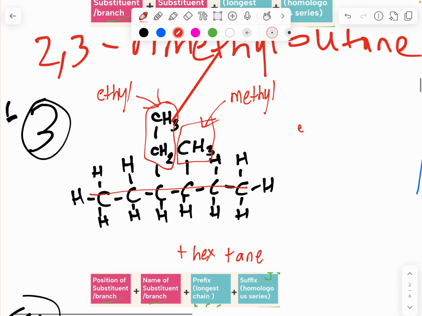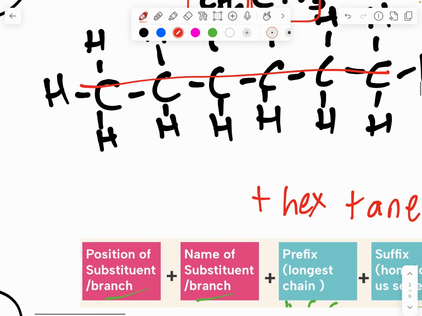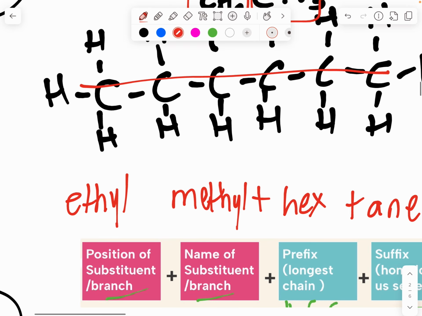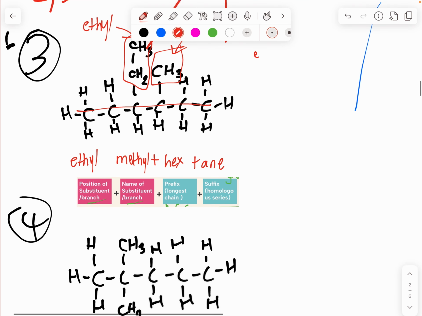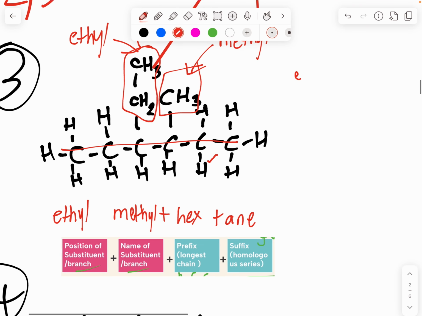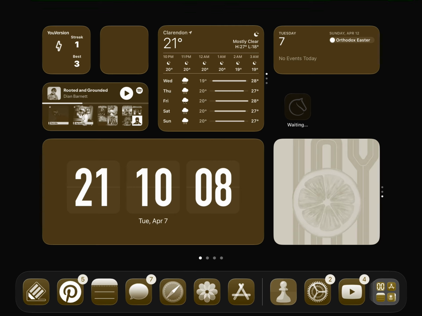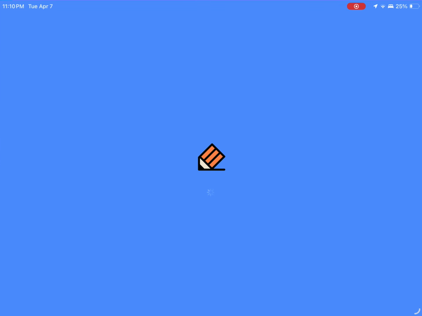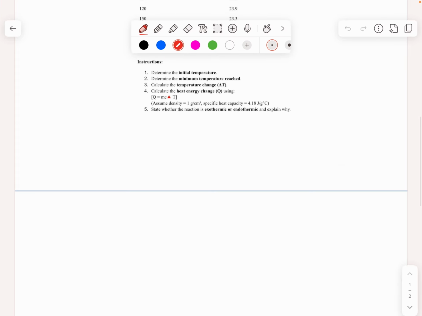And remember that when you're naming your substituents or your alkyl groups, you have to name them in alphabetical order. So it's going to be ethyl, and you're going to have methyl right here. And this is only for substituents, right? And we need to identify the position of both of these. Now if I go this way, I see 1, 2, 3, 4, 5, 6. I'm seeing 3 and 4 there.